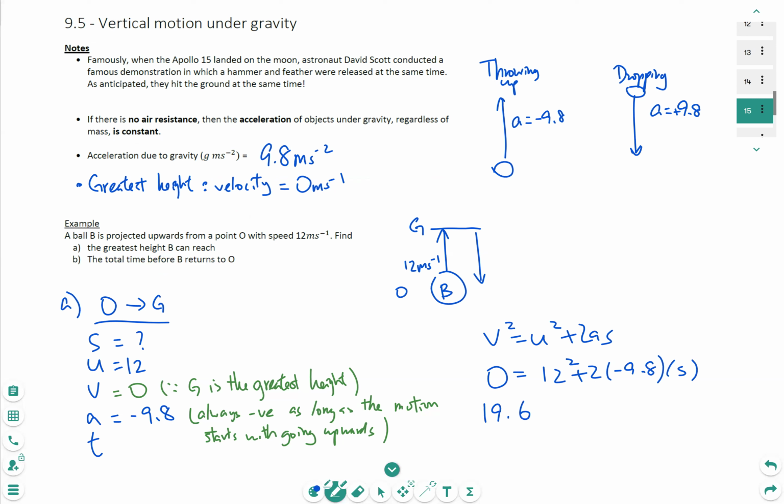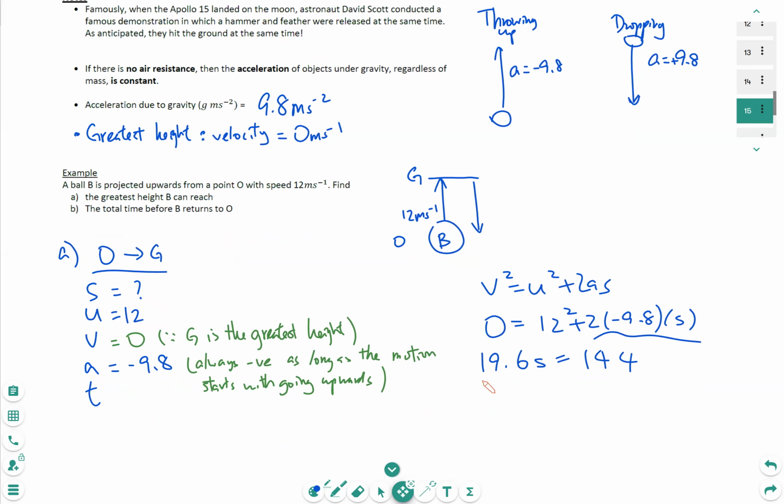So that's 19.6. I bring the 19.6 S to the left-hand side. The left-hand side is negative, so bring it across positive, 144. Use a calculator or mental maths, 144 divided by 19.6. My mental maths tell me that the answer is 7.35 meters. Round to two decimal places, or 3 SF. That's the usual convention of 3 SF.